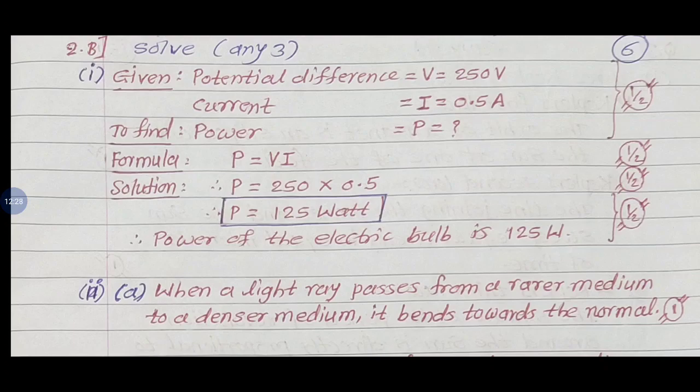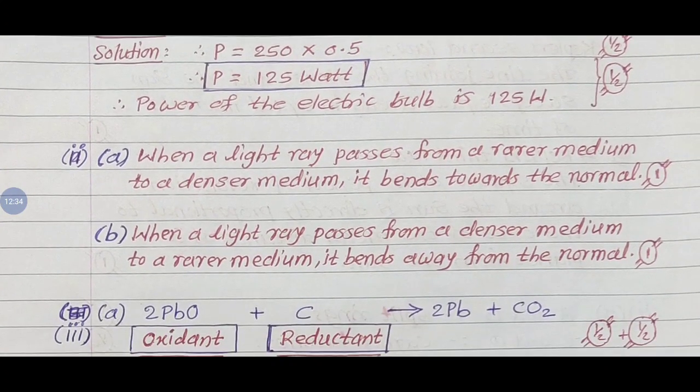You write down the capital W, otherwise write down the word also, W-A-T-T, watt. Clear? Now second answer. Respective diagram, we are writing the rules here.